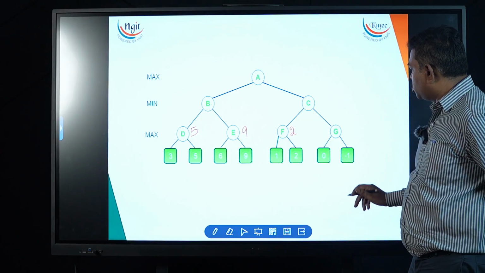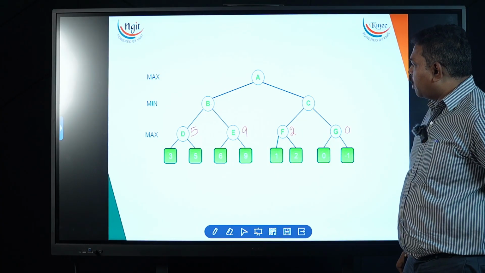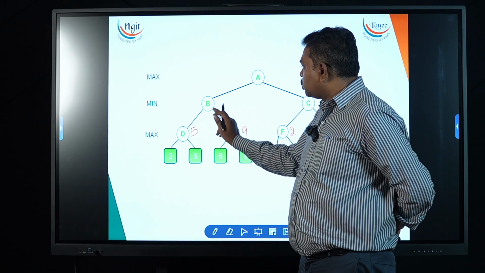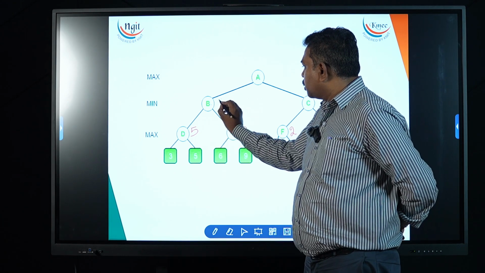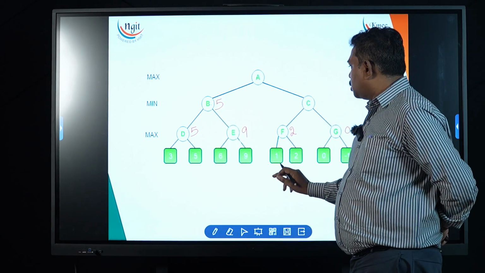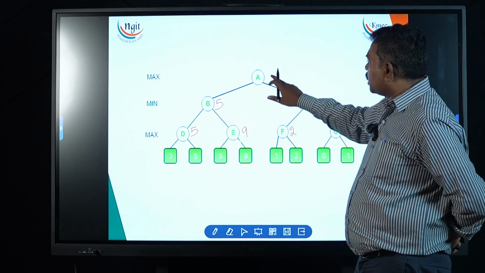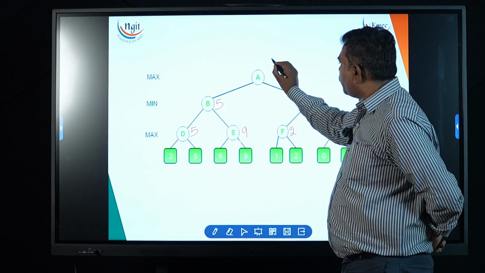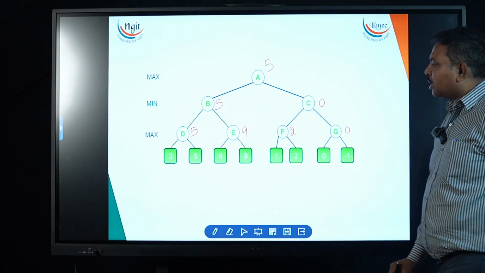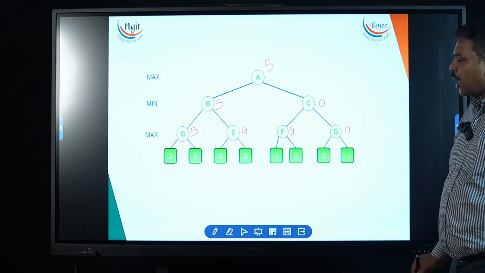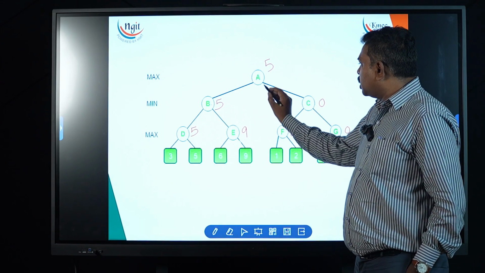Minus 1 to 0, maximum value 0. From 5 and 9, the minimum value is sent to the B. 5, 9, 5. 2, 0, 0. Again here the turn is max. Max selects the maximum value 5. So whenever a game starts from the max, max always moves in this direction.